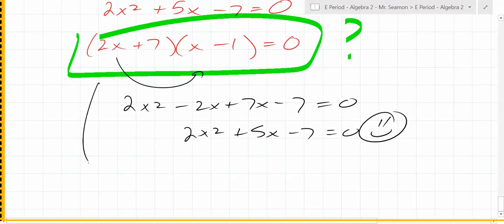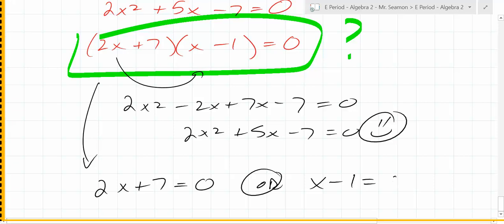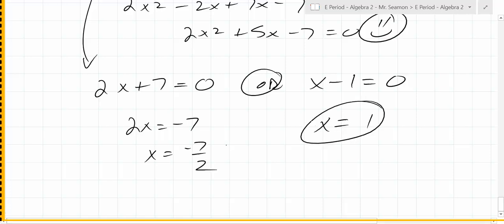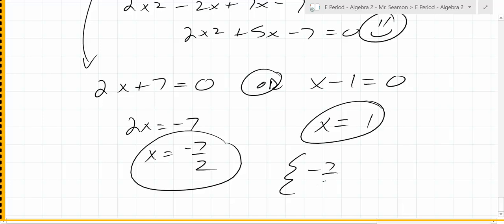If that's the proper factoring, we now know 2x plus 7 must equal 0, or x minus 1 equals 0. So 2x is equal to -7, so x is equal to -7 over 2, or x is equal to 1. So how do you write this answer? {-7/2, 1}.